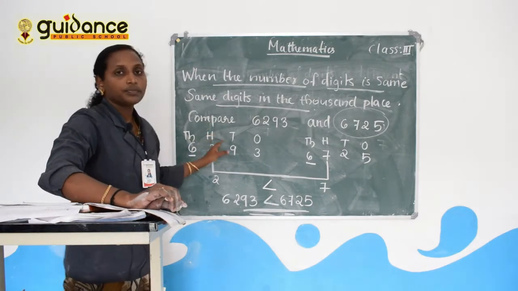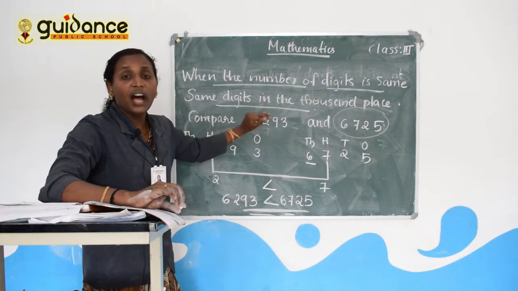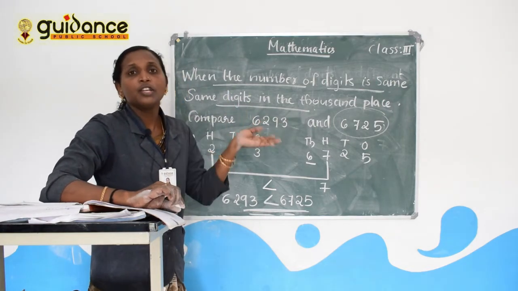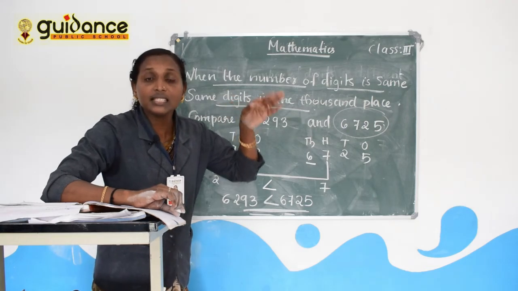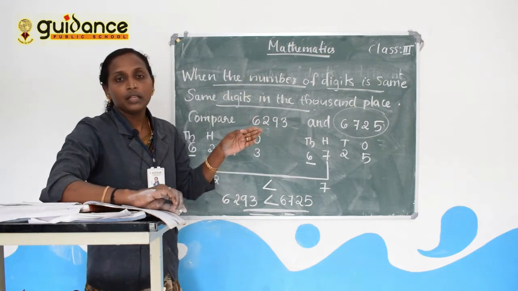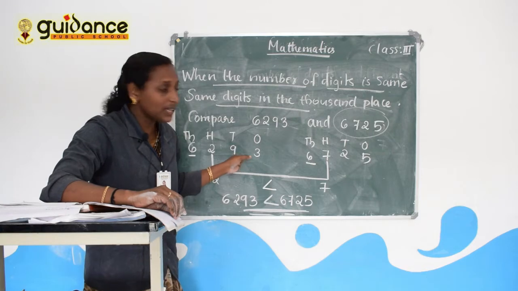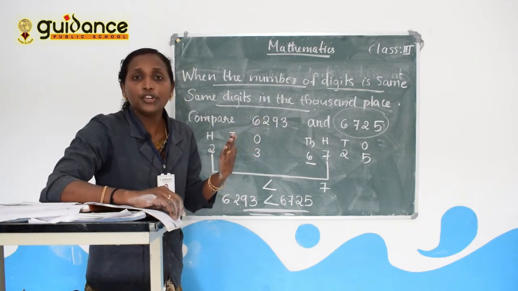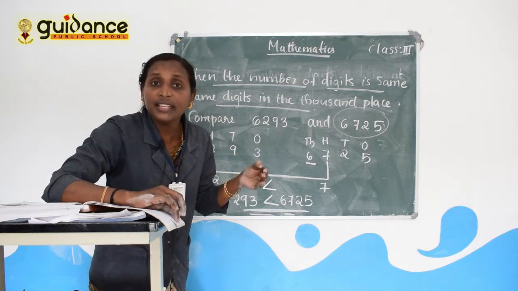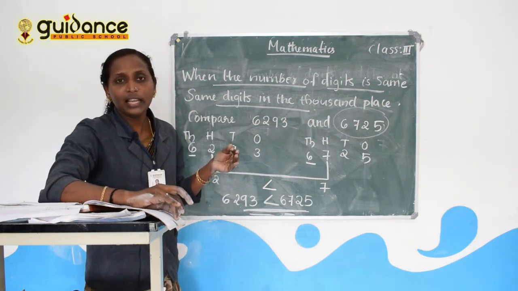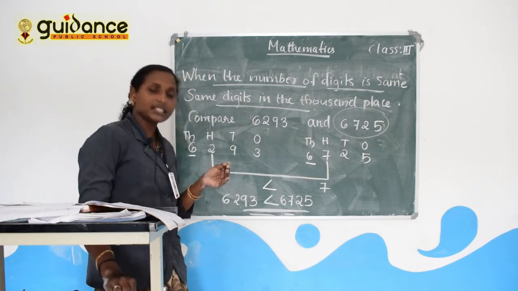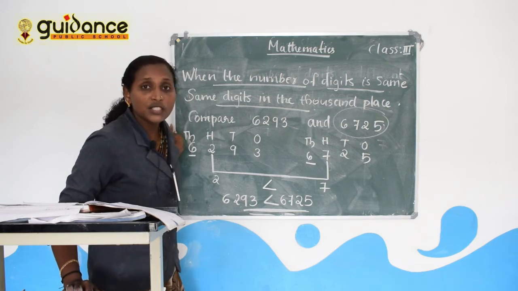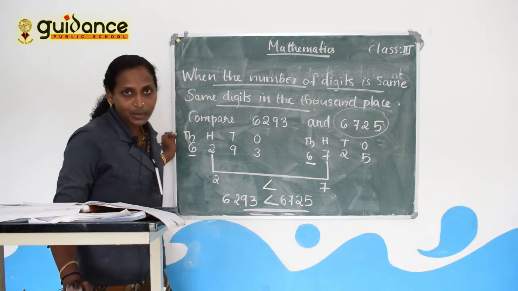So in this question, the thousands place is the same. Then we go to the next step, which is to compare the hundreds place. Clear? Then let's go to the next case.